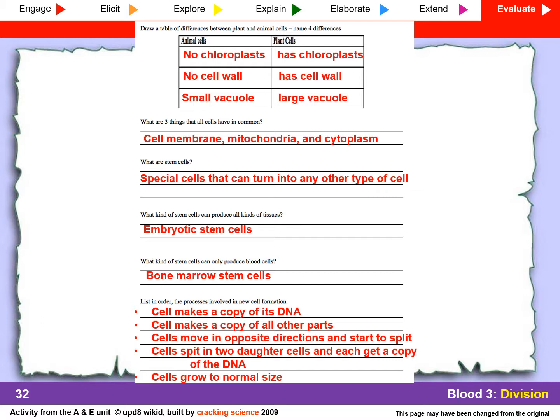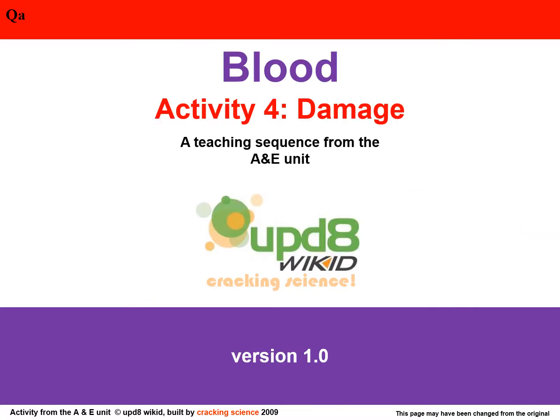Then the cell will split into 2 daughter cells, or the 2 individual cells afterwards are called daughter cells. And each of them is going to get a copy of the DNA. And then the last step will be that the cells grow to a normal size. Whew, okay, that was a long first part, right? So now we only have one more part to get through.